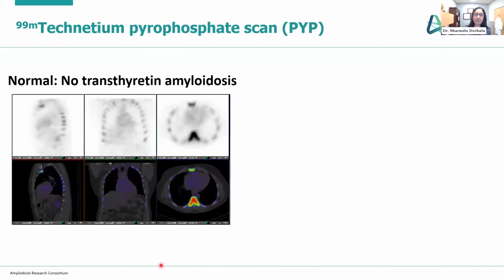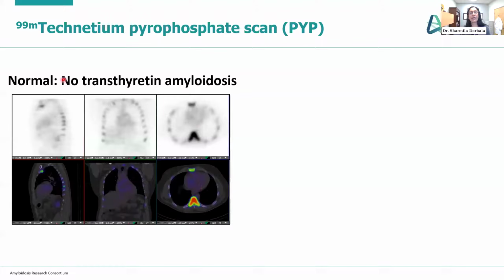it has now emerged into what is called SPECT CT. So the grayscale is CT, the color image is the PYP. And I don't know if I can ask questions on this or take a poll, but I'll give you the answer. There's nothing in the heart. This is just background activity. It's a negative study. We know this is a good test because we are able to image the bone. So very important. You see bone uptake, so the tracer is working, but you see no uptake in the heart.